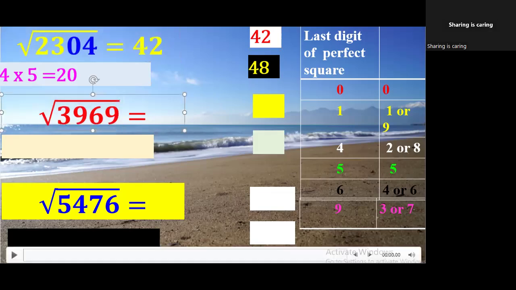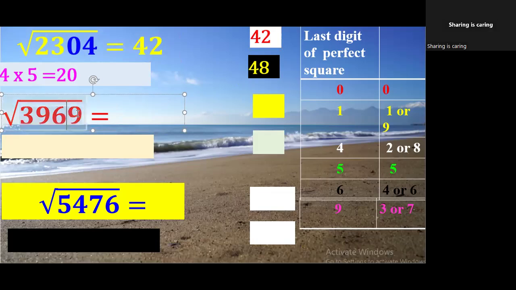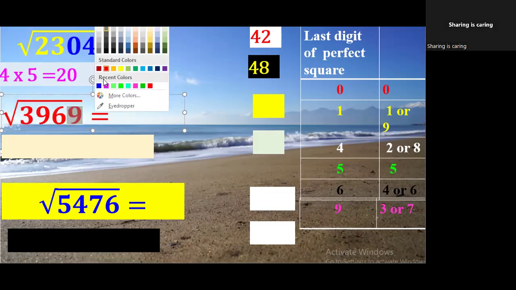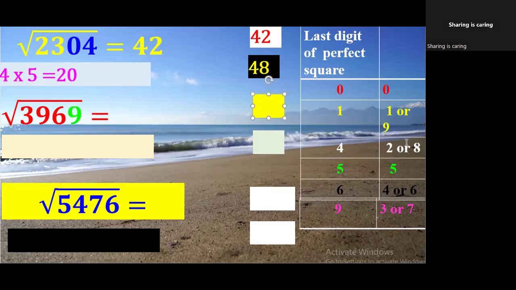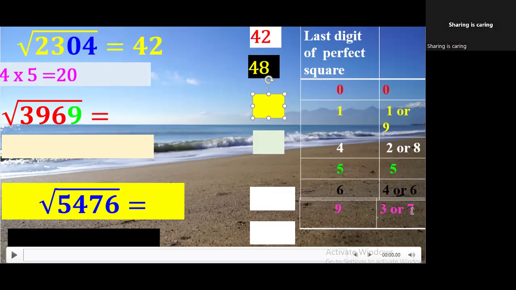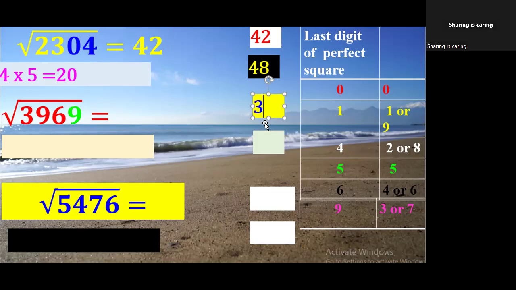Let me show you the second example: 3969. The last digit here is 9. If the last digit is 9, it will be either 3 or 7, because 3 times 3 is 9 and 7 times 7 is 49. So the last digit can be either 3 or 7. Now I don't need the last 2 digits. I will use a different color so you can identify easily, guys.